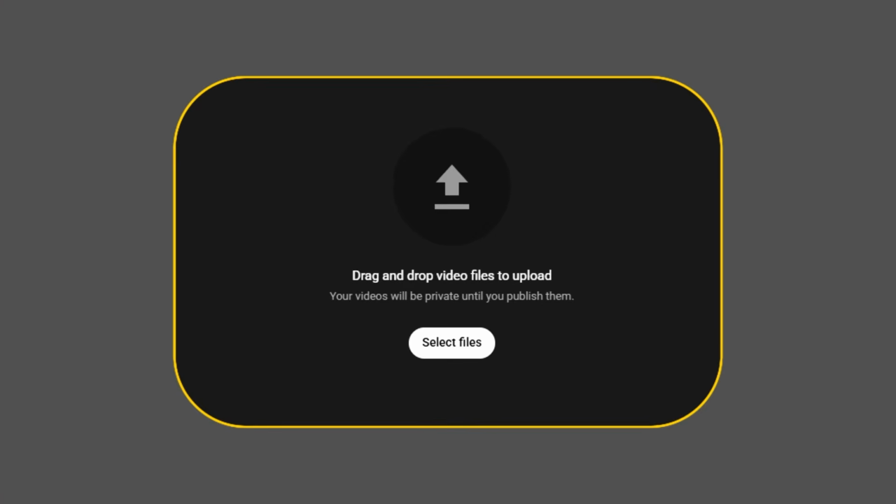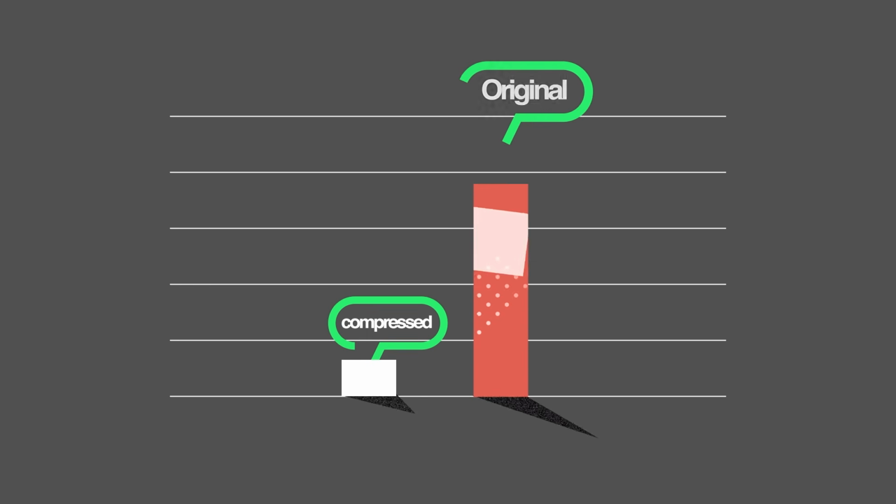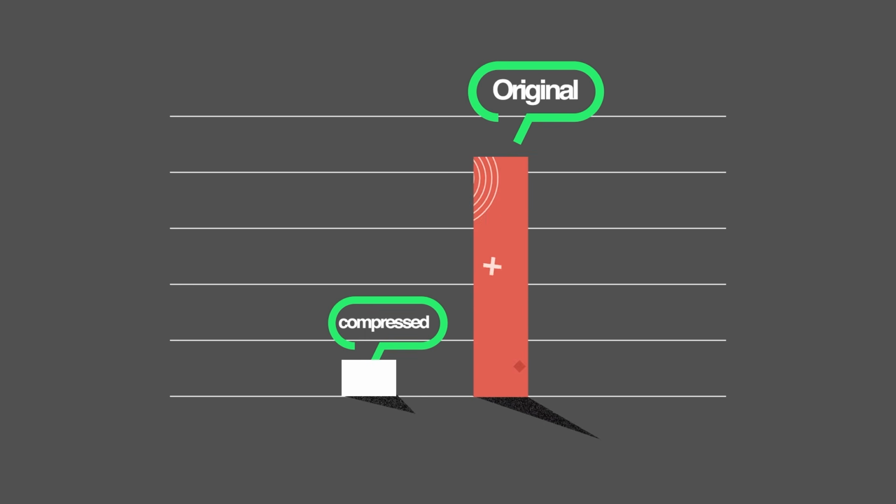Now comes the fun part. Upload the video to YouTube. At this point, YouTube compresses the video. This is the biggest challenge. Compression changes pixel values, which can destroy the hidden data.